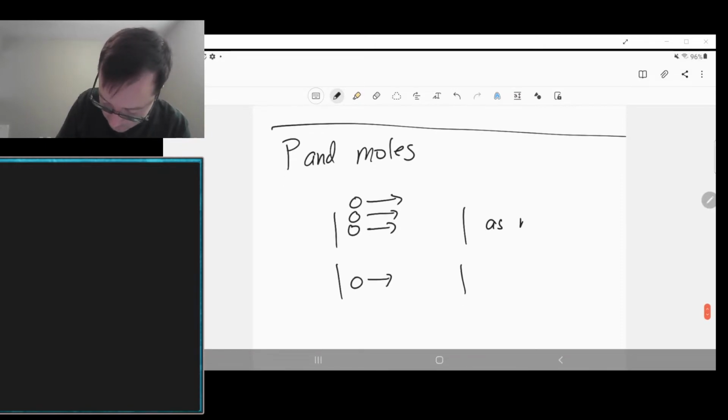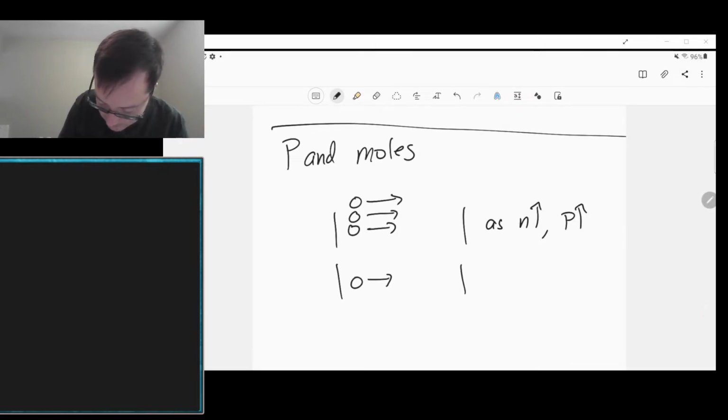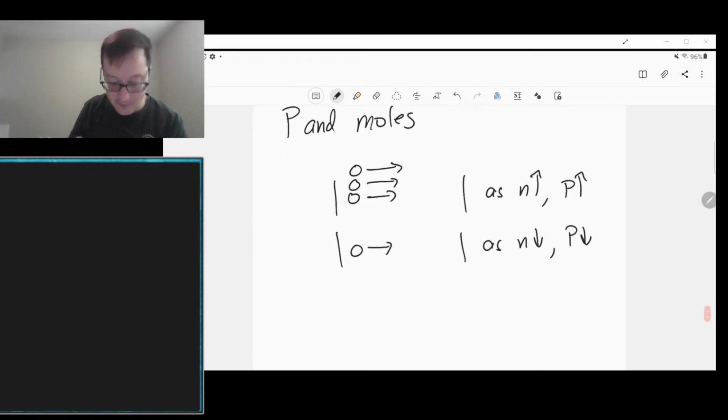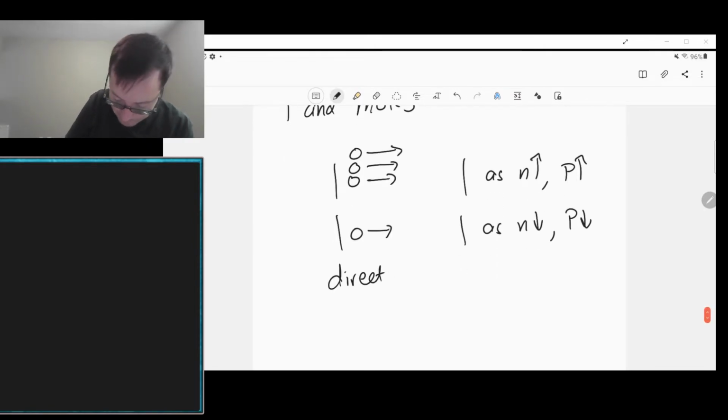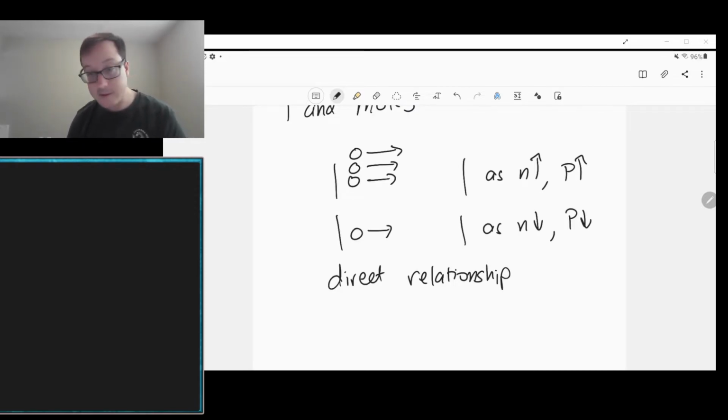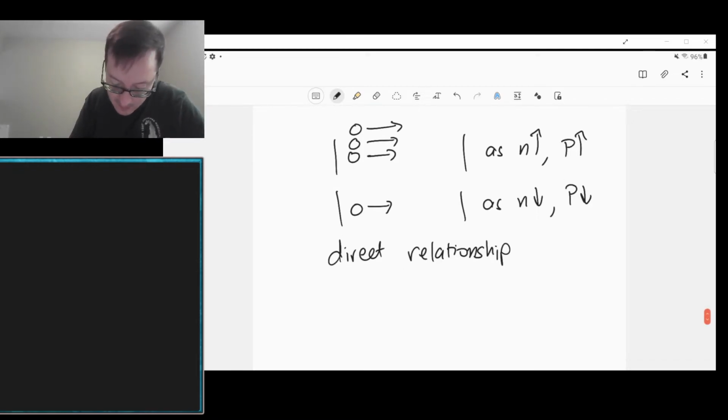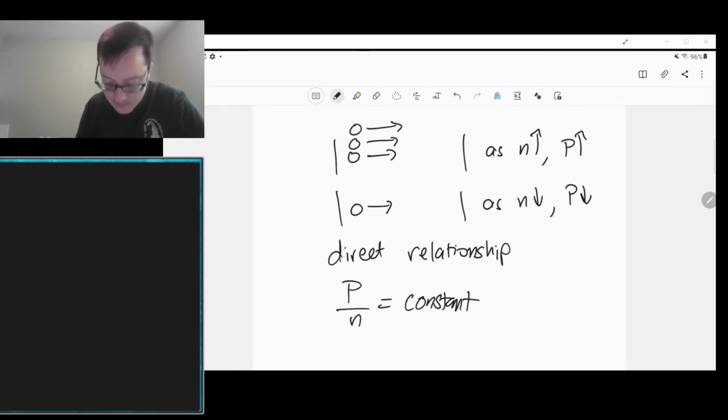So, as moles go up, pressure also goes up. As moles go down, pressure goes down. So this is another direct relationship. And so, hooray, we can assign this the same sort of relationship here. If we triple the moles, we have to triple the pressure, because we're putting more molecules in, they're going to collide more often. All right, so it's a direct relationship.